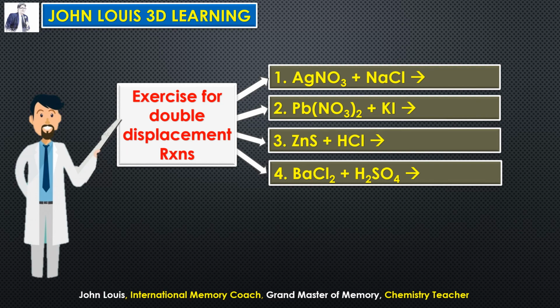Okay, then second one, lead nitrate plus potassium iodide. So lead is positive, iodide is negative, therefore lead iodide will be one of the products. Potassium is positive, nitrate is negative, therefore you will get potassium nitrate. But how to get the formula? You should know the symbols and valencies thoroughly. Okay, zinc sulfide plus hydrogen chloride, third example. So zinc positive, chloride negative, therefore zinc chloride. Hydrogen positive, sulfide negative, therefore hydrogen sulfide. So apply the symbols valency rule and get the formulas correctly here.